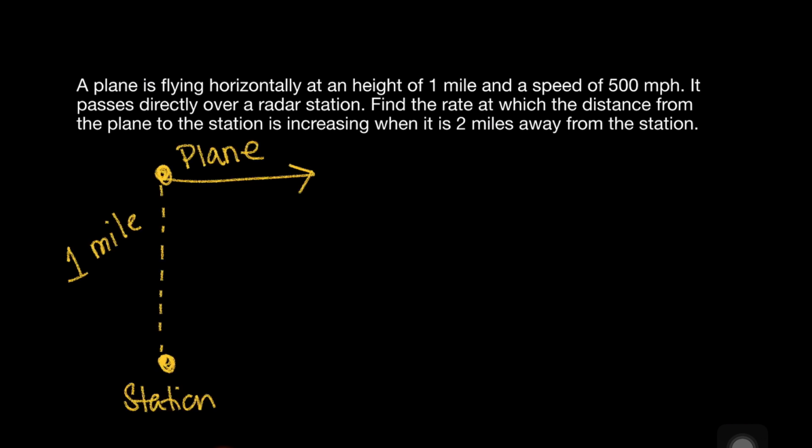So we have our plane flying horizontally. It's 1 mile above a station. And so the plane is actually moving. It's flying at a speed or a rate of 500 miles per hour.